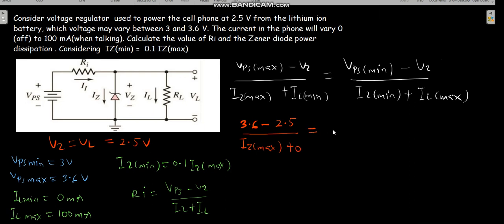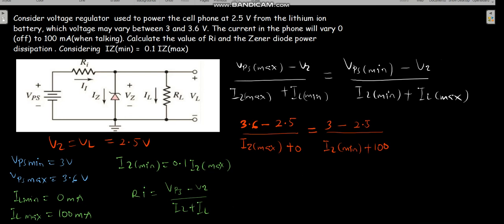So this should be equal to VPS minimum. VPS minimum is 3 volts here, minus Vz, which is 2.5 in this case, divided by Iz minimum. We don't know Iz minimum also, so let's write down Iz minimum plus IL max, which is 100 milliampere. Okay, so this is what you have now. Now we have Iz max here, we have Iz min here.